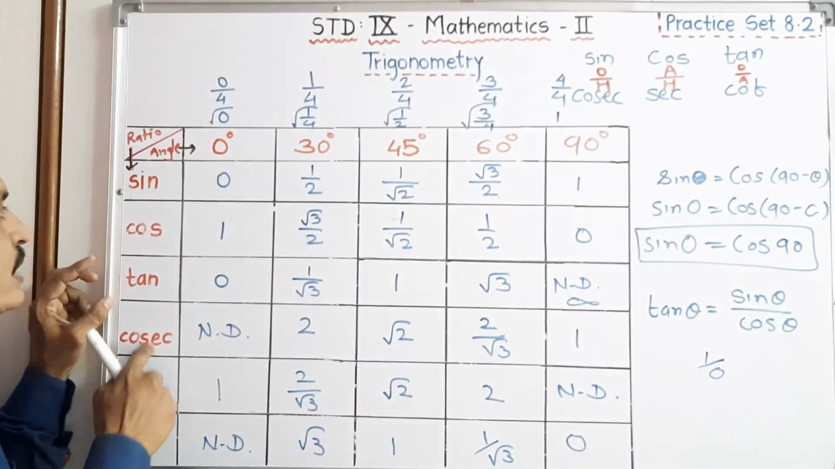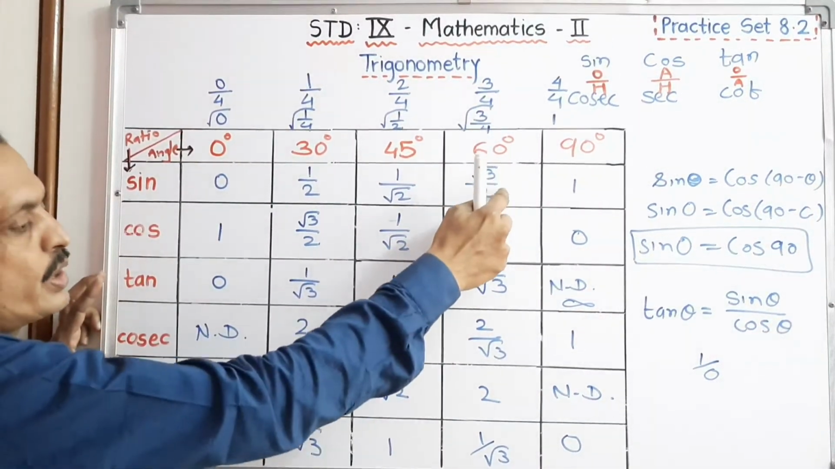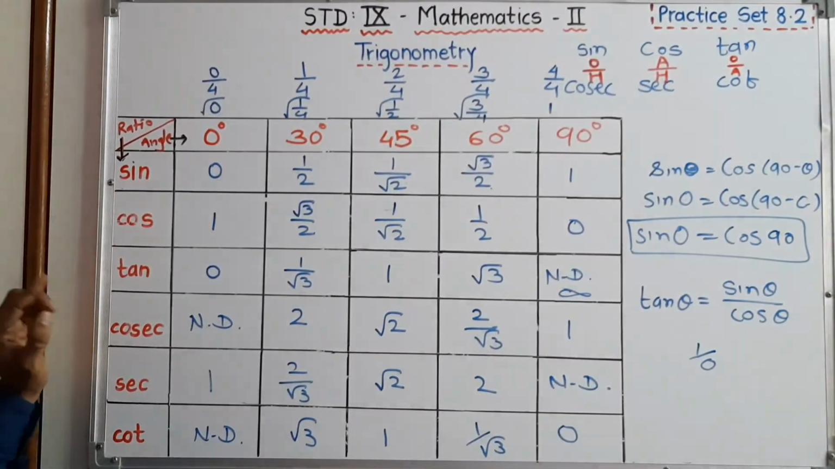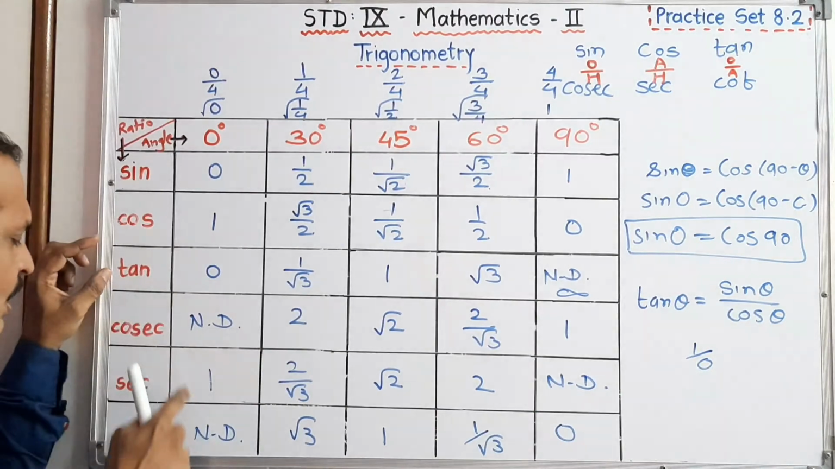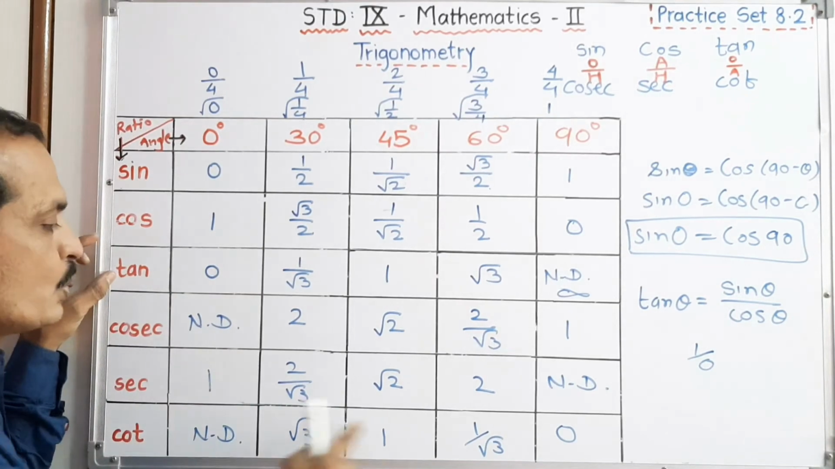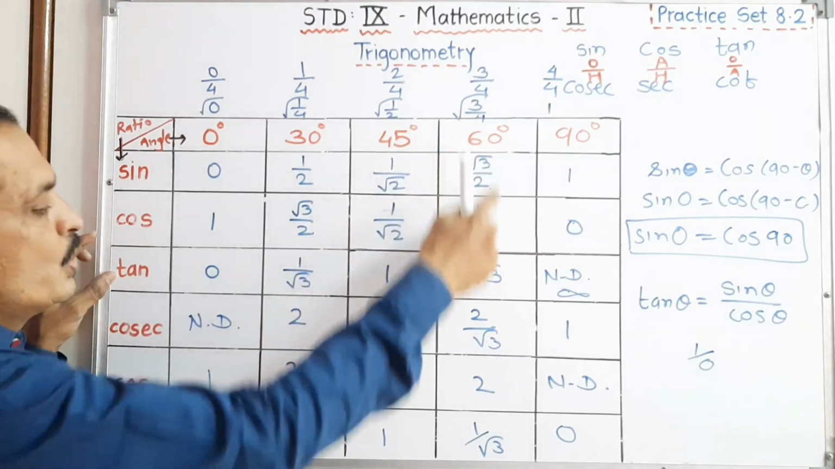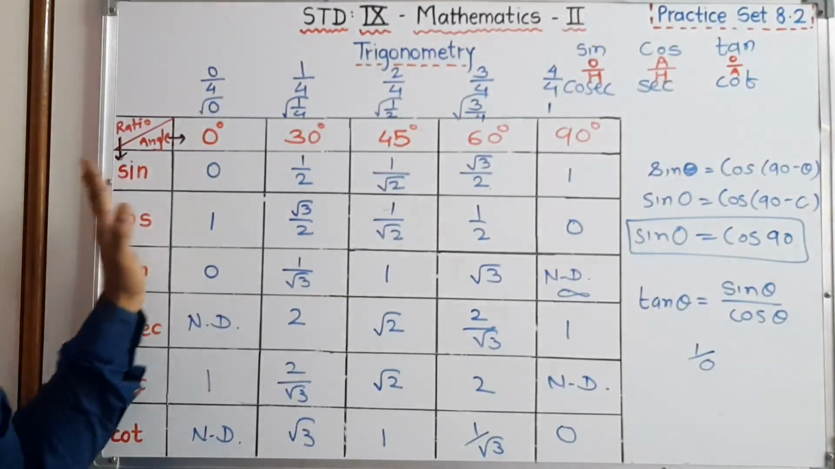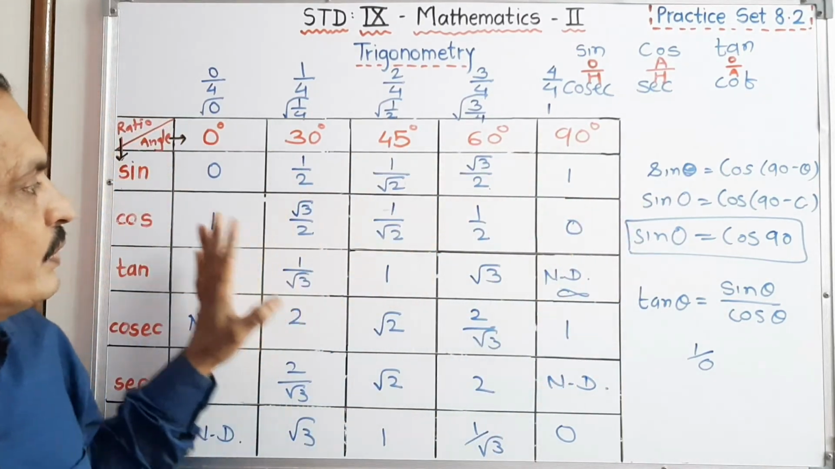Got it? Then cosec means the inverse of sine. 1 upon 2 it is 2, 1 upon root 2 it is root 2, root 3 upon 2 means 2 upon root 3. Like this we can complete it. Now see, just now we saw the relation between tan and cot. Tan 0 is equal to cot 90. Tan 30 is equal to cot 60. Values are the same. That means we understand this relation between the complementary angles of the given ratios.